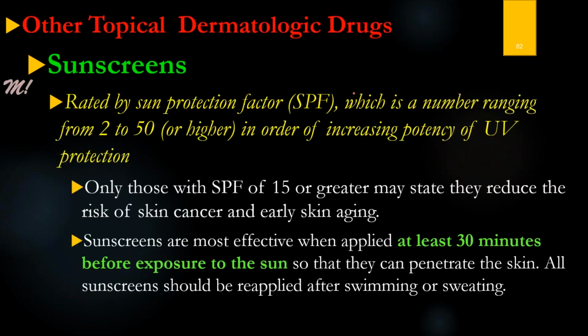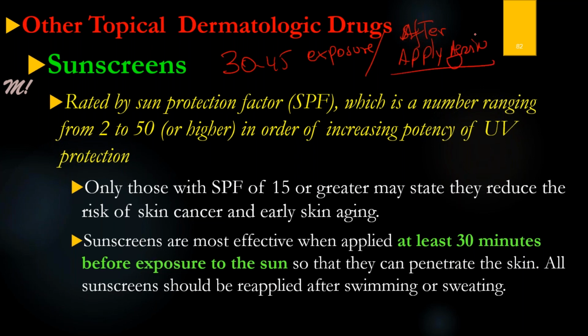Sunscreens, you need to apply 30 to 45 minutes before the exposure to the sun. And after swimming, you need to apply again, immediately after you dry your skin and put cream there. Okay, so it's the best way to protect. The main mistake here is that you apply 45 minutes before, very good cover, but then when you go to swim, you come back and you don't do anything. That is the moment where you need to apply the sunscreen again.